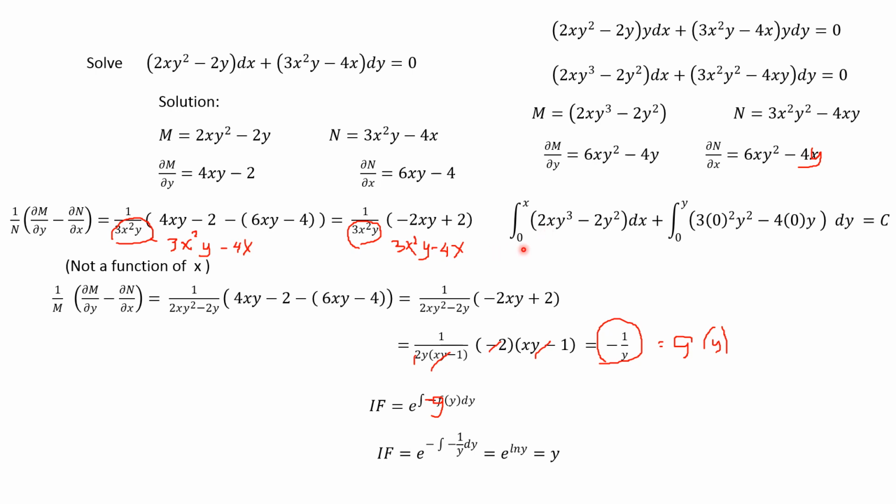Integrate this from 0 to x. That is 2xy cubed minus 2y squared dx, and plug the value of 0 to the value of x in the right side. So this term becomes 0. All you have to do is integrate that with respect to x, treating y as a constant. So you have x squared y cubed minus 2xy squared is 0. This will be our general solution.